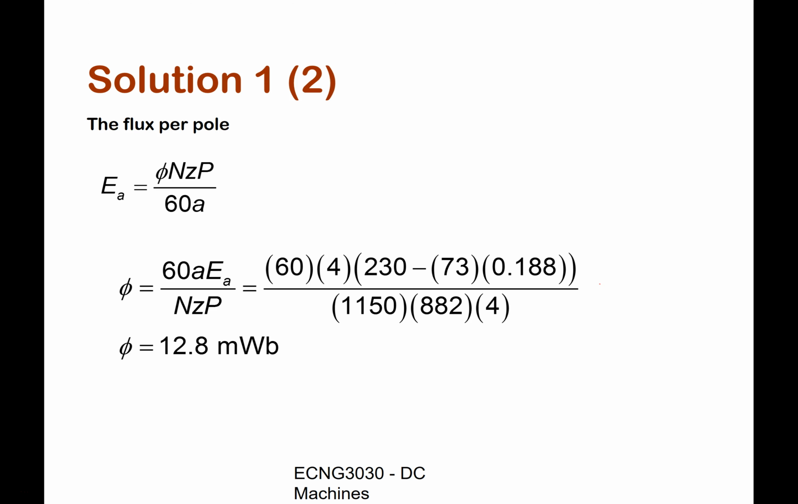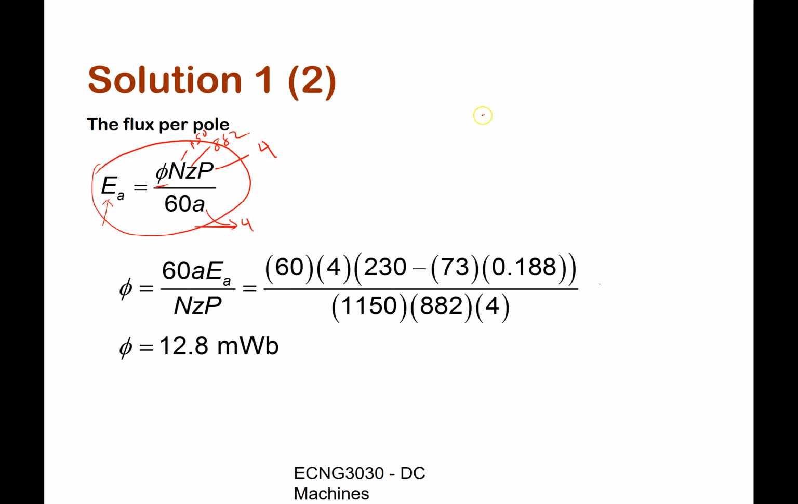Next, I want to find the flux per pole. So I'm going to use this equation. And as we said before, we had some of the things already. 4 poles, 882 armature conductors, 4 parallel paths, 1150 RPM, and then I need to also get a value for EA, so that the only thing I would be left to find is phi.